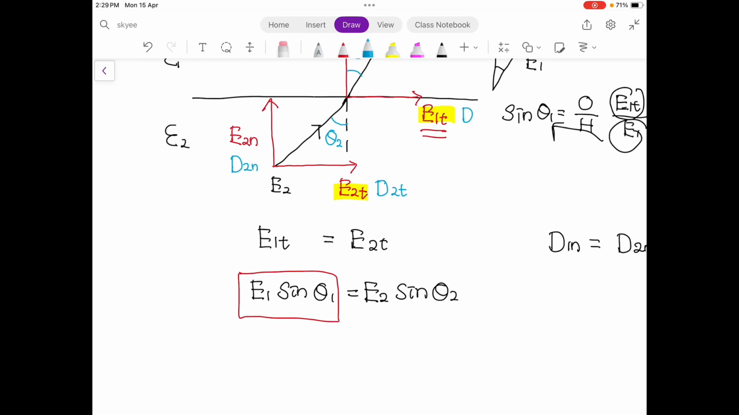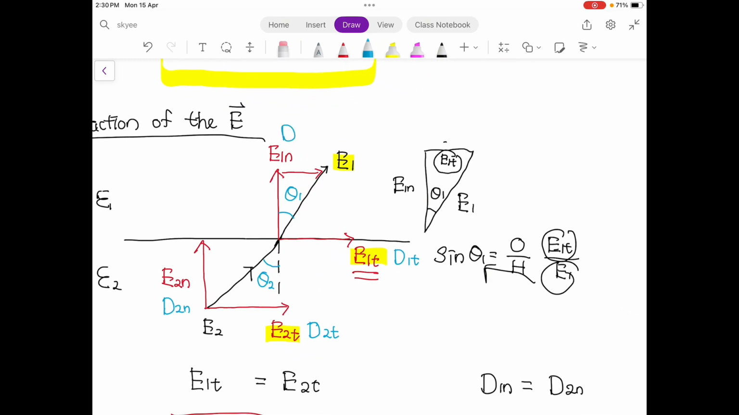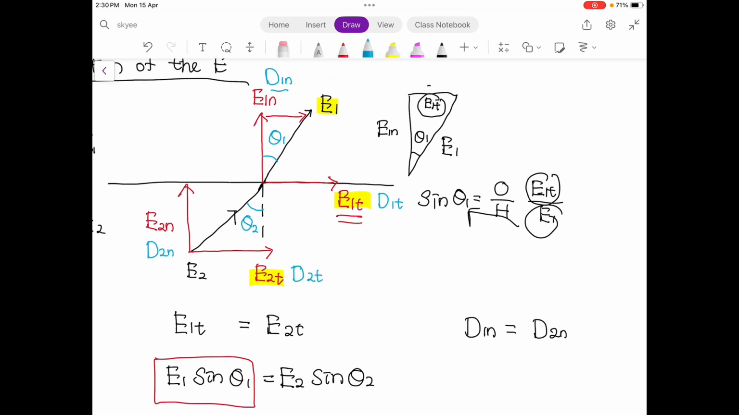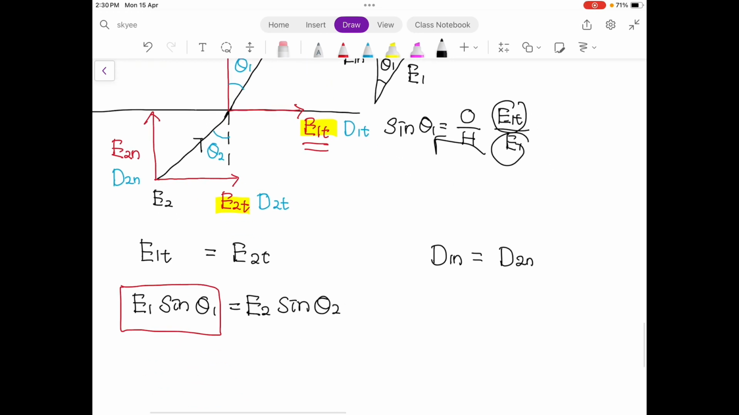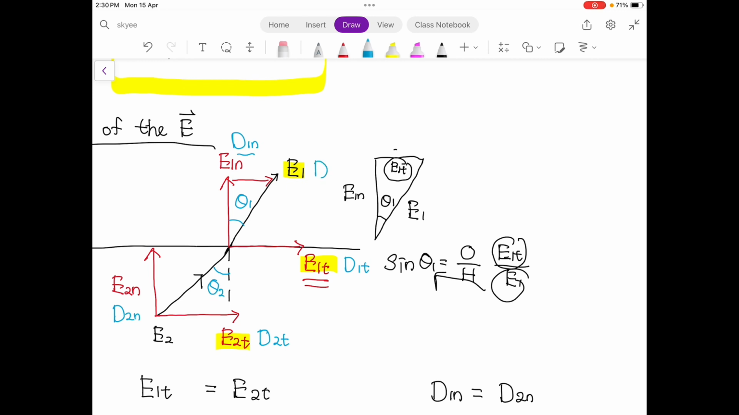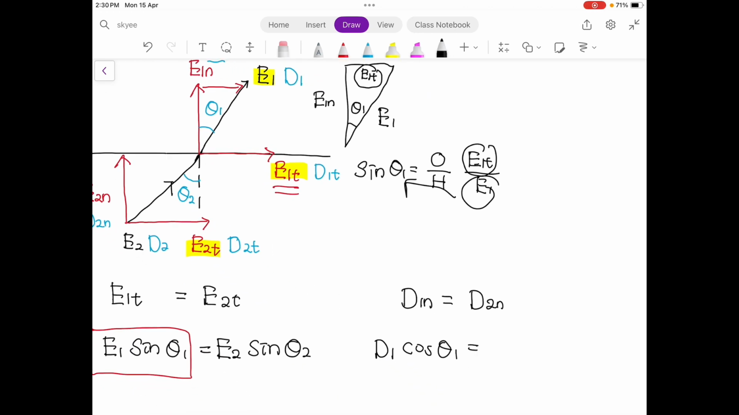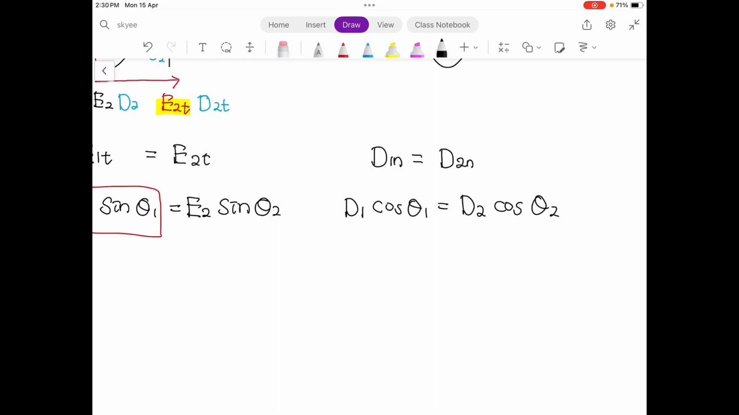So this is the D1t, and this is the D1n. The D1n is over here. You can define the D1n as D1 multiplied with the cos theta 1. Where is D1? D1 is here. This is D1 and this is the D2. And D2n is equal to D2 cos theta 2. If you replace the D with the epsilon, it will become epsilon 1 E1 cos theta 1 equals epsilon 2 E2 cos theta 2.